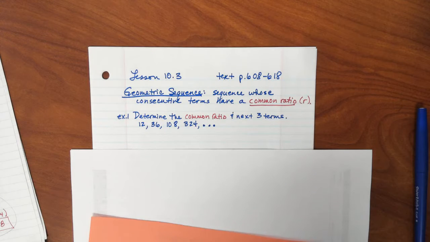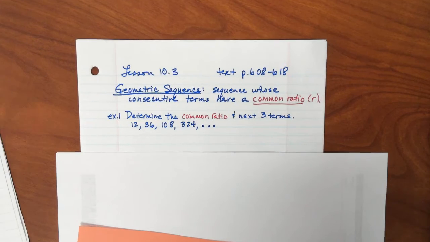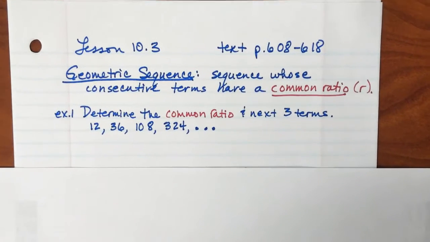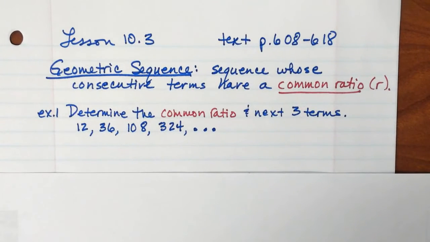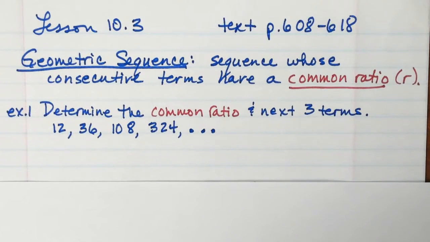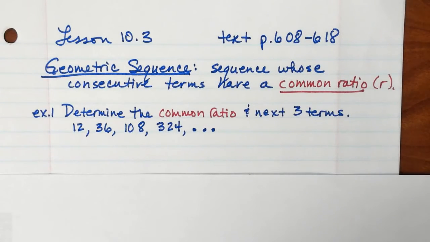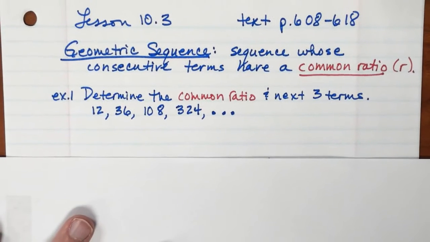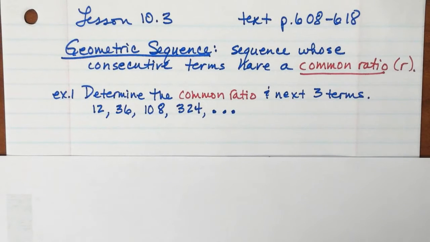Welcome to your third video in Chapter 10. This video deals with not the arithmetic sequence, but something called a geometric sequence. It's on page 608 in your book.